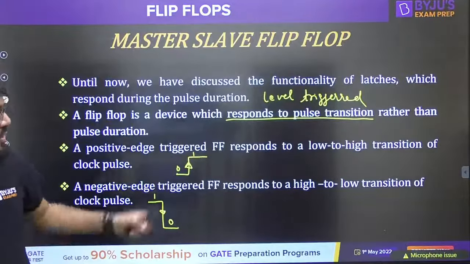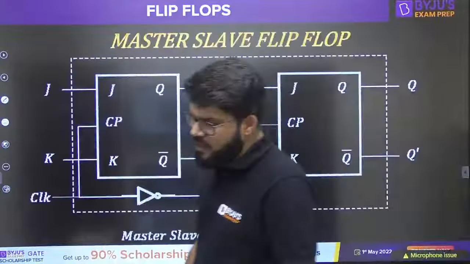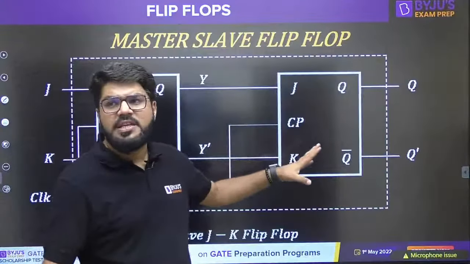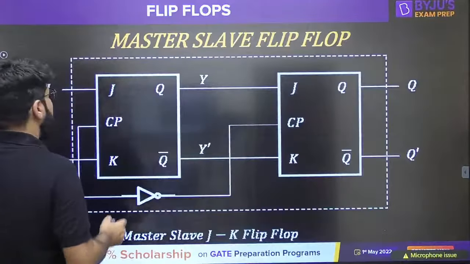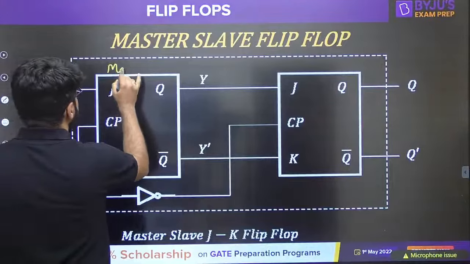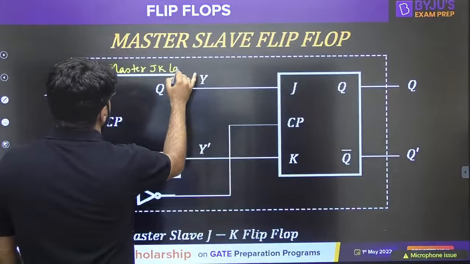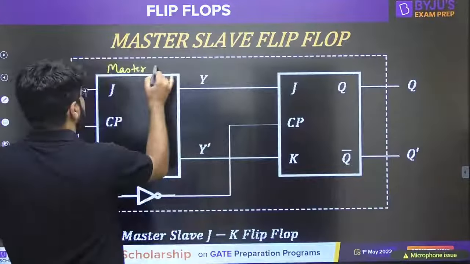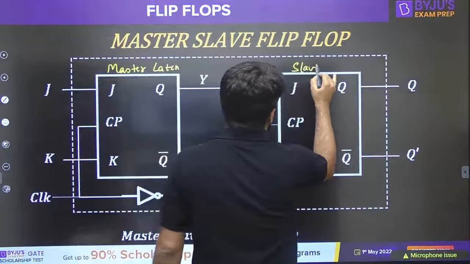Now, how to design it? That is just a little bit of theory, but actually how to design it? Let's discuss the idea. A master slave flip-flop is nothing but a cascade combination of 2 JK latches. Now, let me write it down. This is what is known as the master JK latch. Let me simply write it as the master latch. This is a master latch, and this is known as a slave latch.